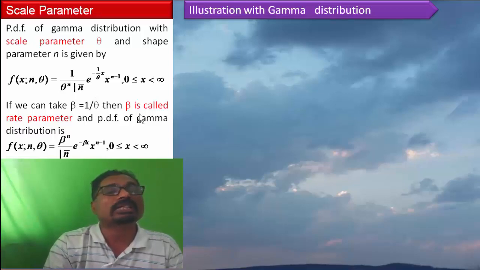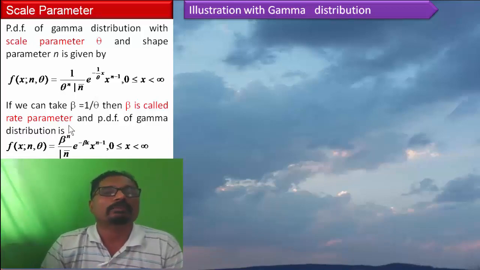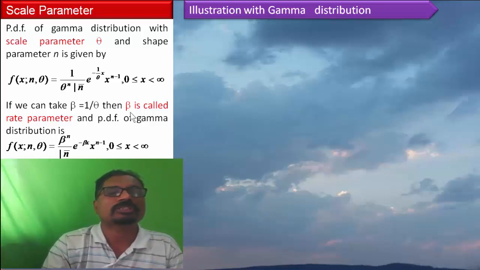Then this beta is called the rate parameter, not a scale parameter. And the PDF of the gamma distribution is in this fashion. If we write this as the PDF of the gamma distribution, then this beta is the rate parameter, and in the form with 1 by theta, theta is the scale parameter.